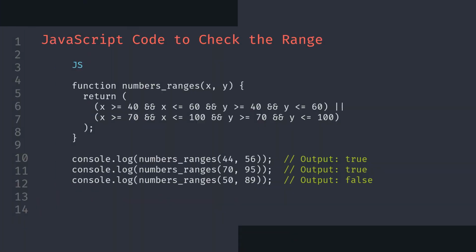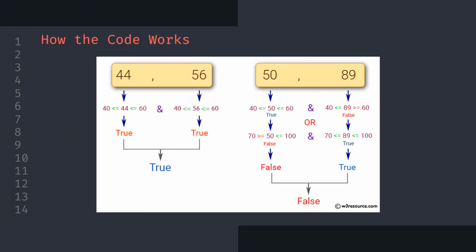Here's the JavaScript function that checks if the numbers fall within the two specified ranges. We use logical operators to handle these conditions. We first check if both numbers are within 40 to 60. Then, if they fall between 70 and 100. If either condition is met, the function returns true.